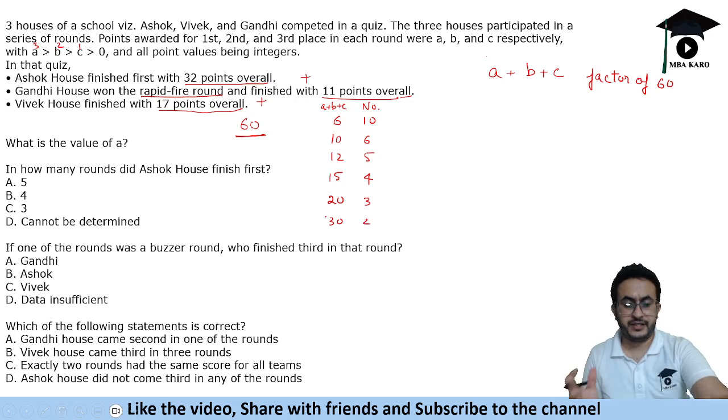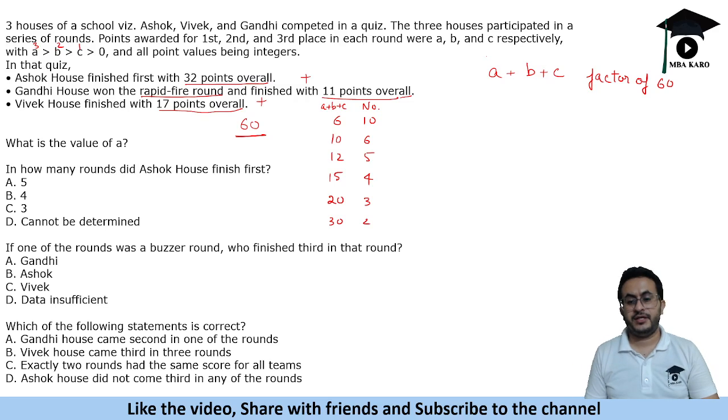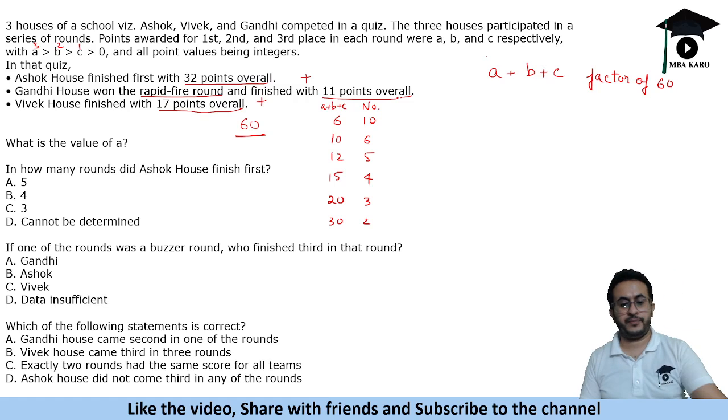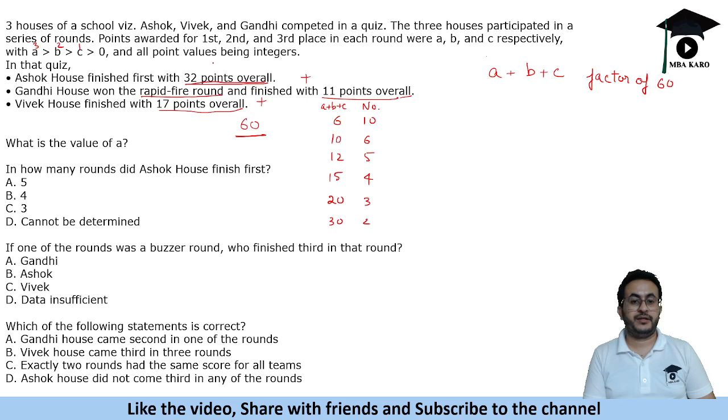Now let's remove the extremes. To remove the extremes, note that Ashok House finished first with 32 points overall. So it must have won most of the rounds, right? 32 points is basically greater than half of the points.